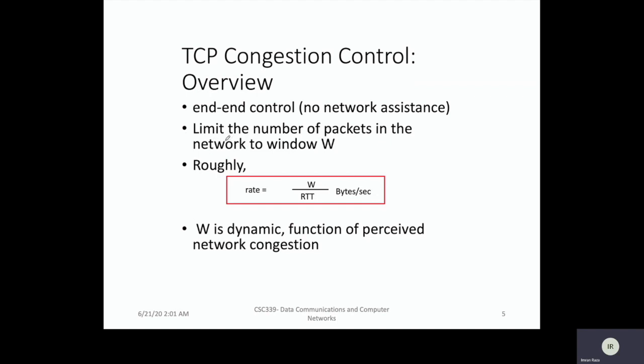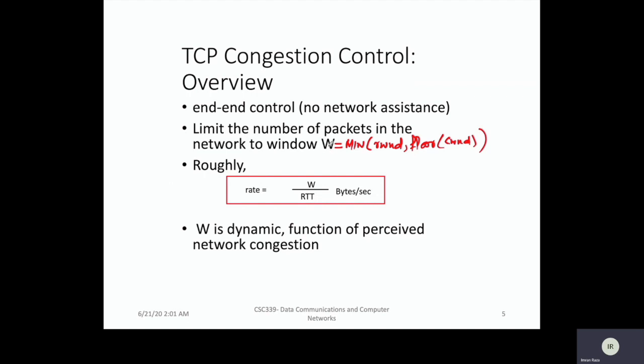So this means that a sender needs to limit the number of packets in the network to window W. What a sender does is it maintains a variable called window, and this window is the minimum of either the receive window, we are familiar with this receive window size, which is advertised by the receiver in the TCP segment header, or the floor of congestion window. Whichever is the minimum will identify the size of the window.